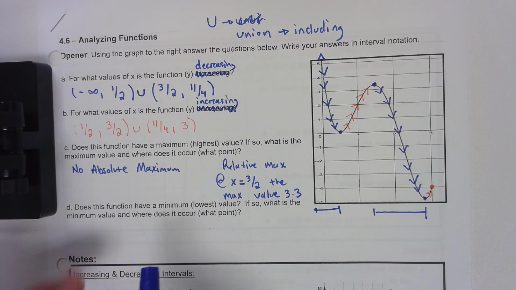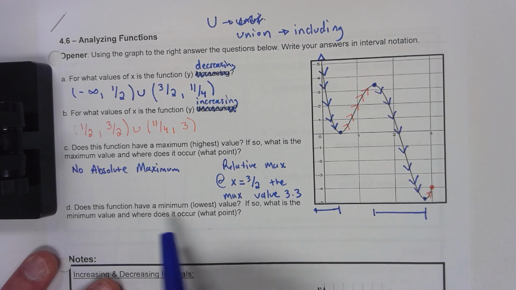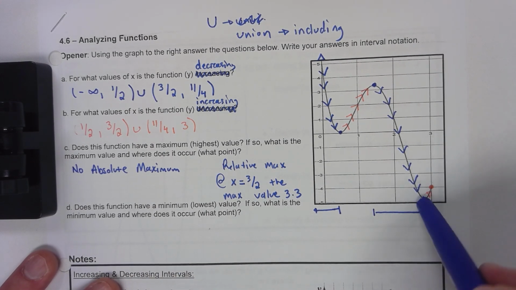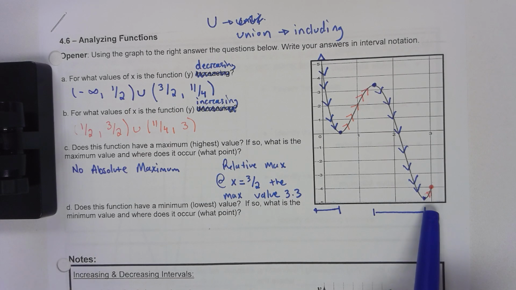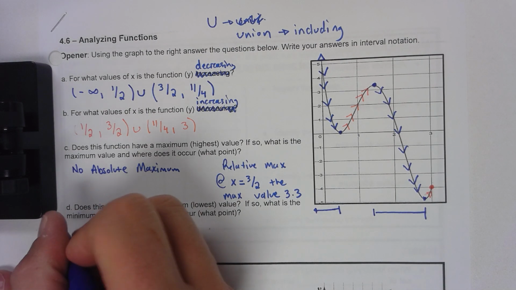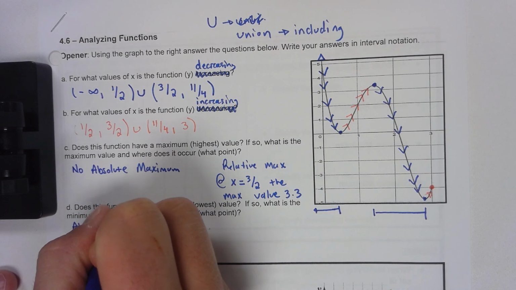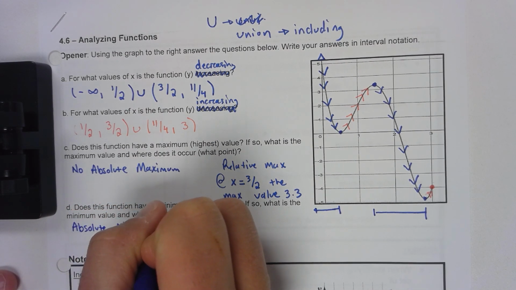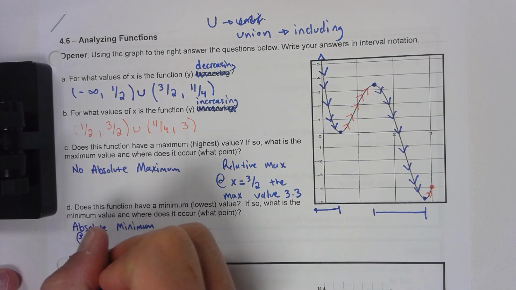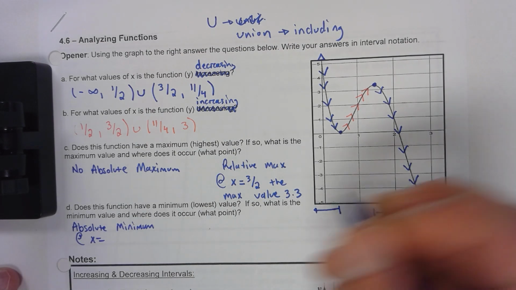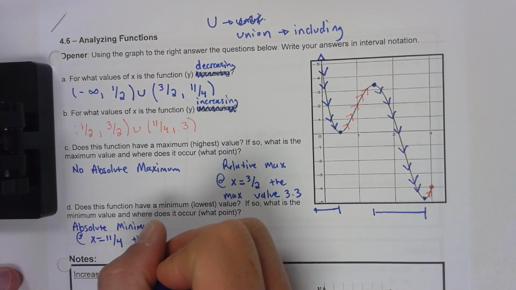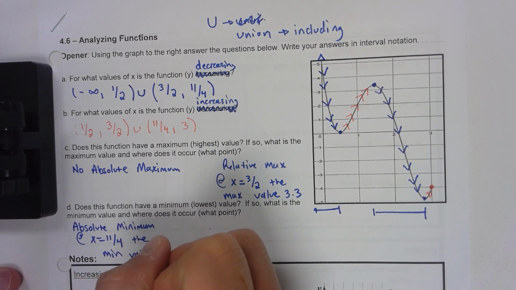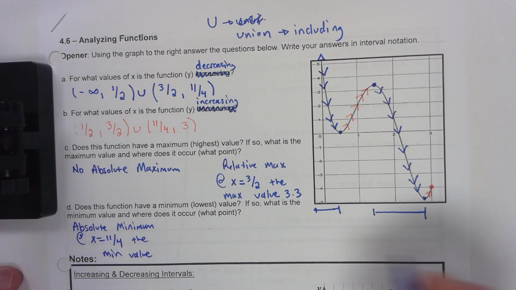So then for the minimums, it's the exact opposite. Okay, so do we have any absolute minimums? Is there the lowest point on the graph? And there is, right? This kind of valley, so if we can get to the bottom of a valley, that's a relative minimum, but that is also the absolute minimum of our graph. Okay, so the absolute minimum is at x equals, we called that 11/4. And the minimum value is, let's call it negative 4.8.